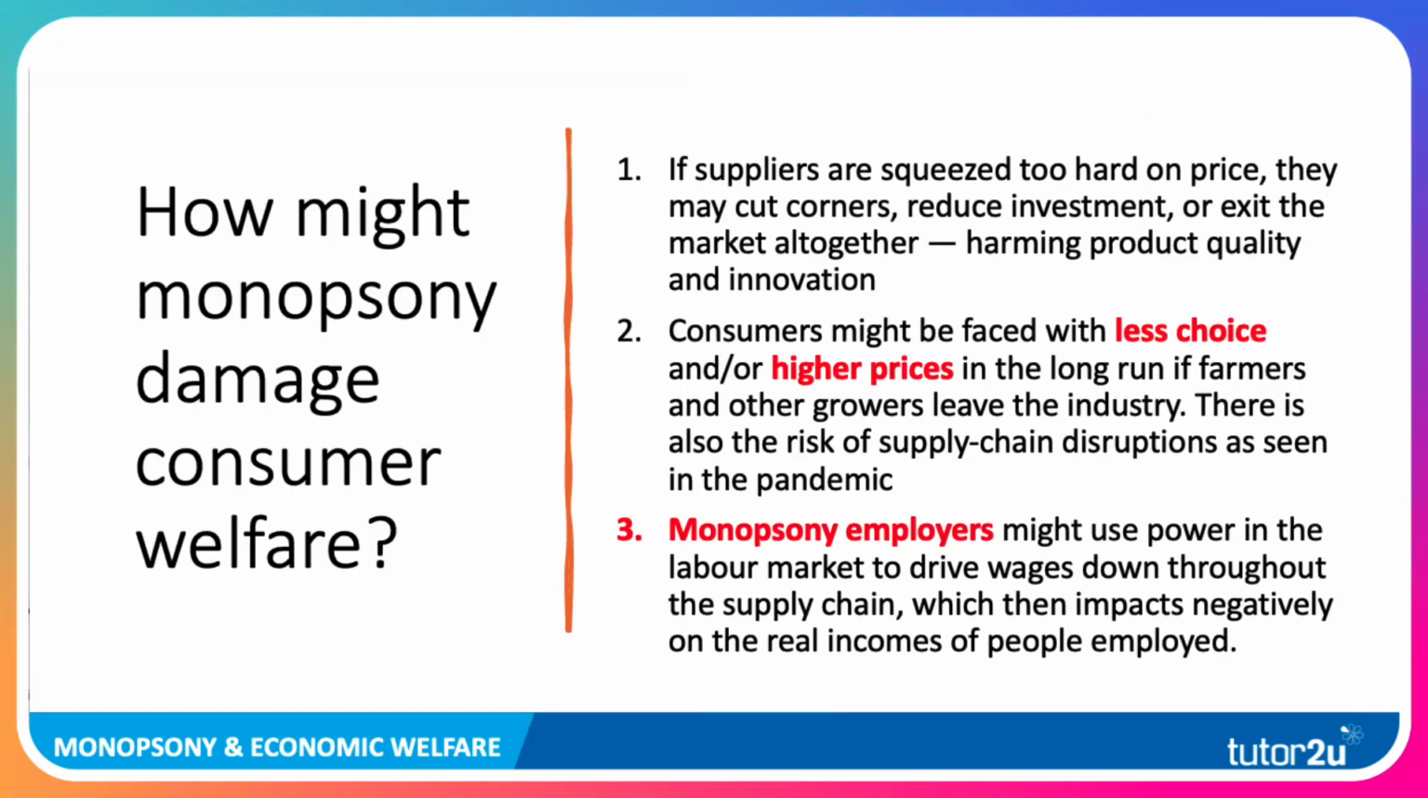On the other hand, monopsony can be damaging to consumer welfare. So to evaluate, if suppliers are squeezed too hard on price, a farmer, for example, or grower, they may cut corners, reduce investment, or in fact exit the market, harming product quality and innovation. And if some suppliers leave the market, consumers will be faced with less choice and higher prices. So there's also the risk of supply chain disruptions, as we've seen in the pandemic. And in the labour market, and that's a separate video, monopsony employers might use their buying power to drive wages down, which then negatively affects the real incomes of people employed.